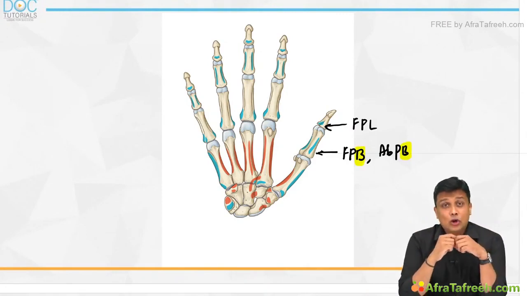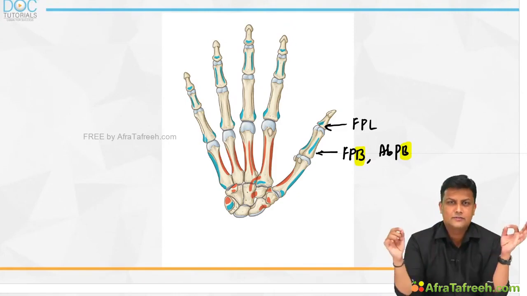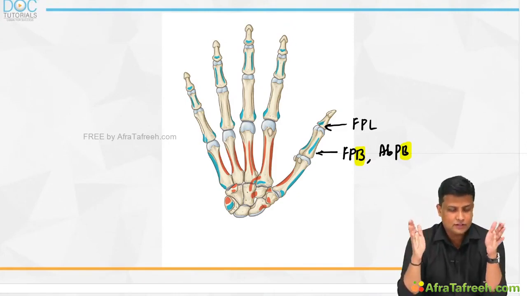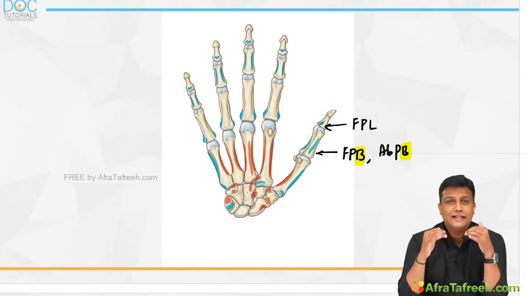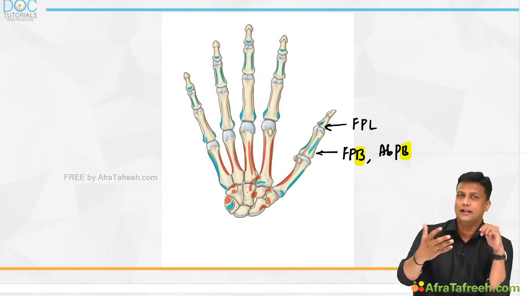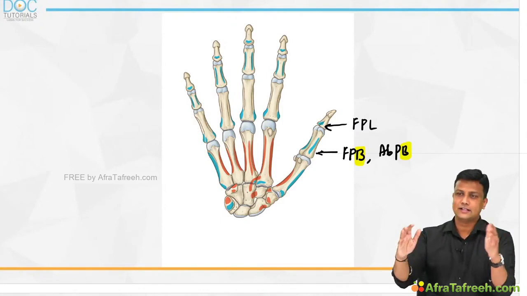Longus means it is very long. With longus, the muscle is much longer, whereas brevis is much shorter. And because it is shorter, remember one simple point: it cannot go beyond the proximal phalanx. Easy to remember for your exam.